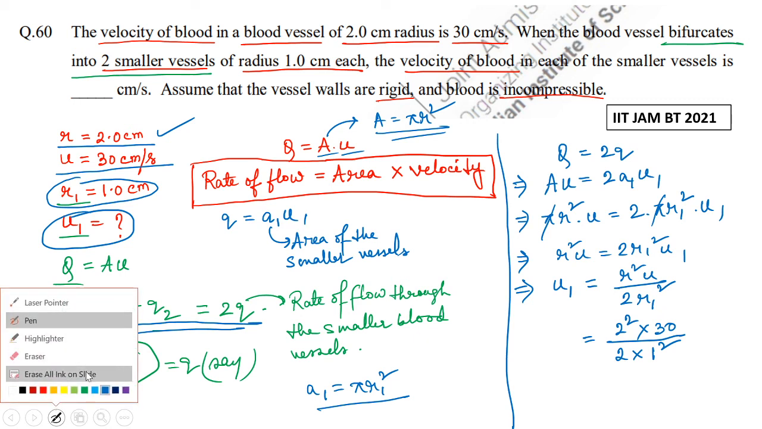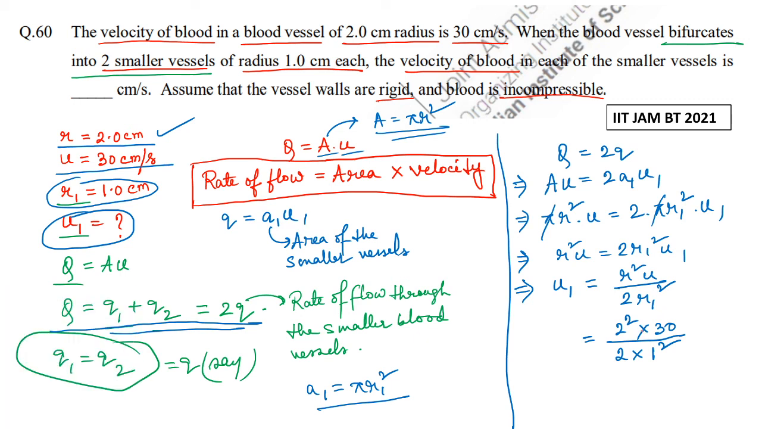Now this 2 and this 2 square, that is 4, cancels out and we get 2 times 30. It was 4 times 30 by 2, that is 2 into 30, which equals 60, and the unit would be centimeter per second because all are in CGS. So the answer is 60 centimeter per second, and our answer also needs to be in centimeter per second. So 60 centimeter per second is our answer.